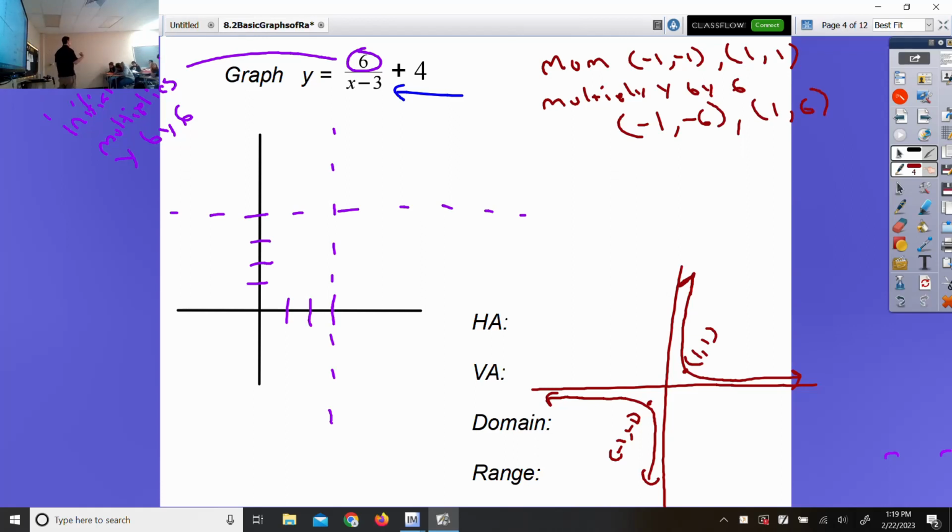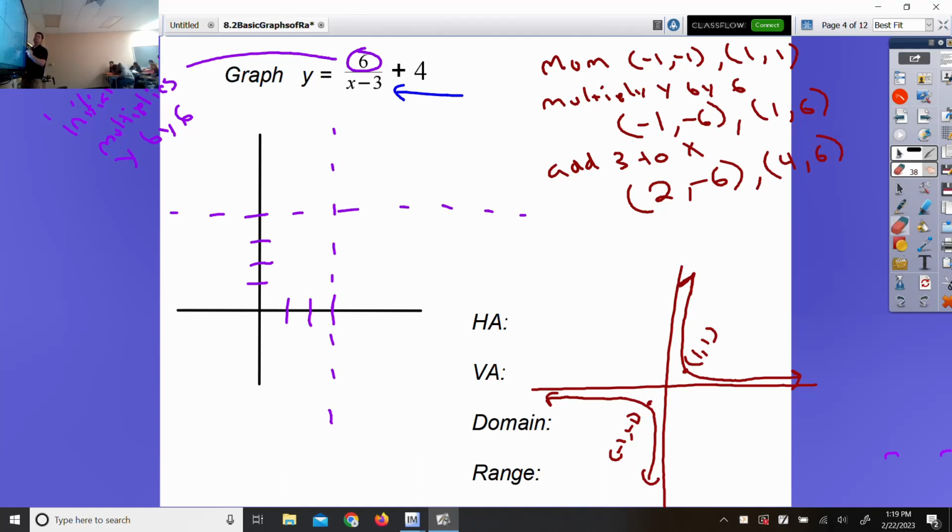Then there were 2 addition operations. It doesn't matter which order you do addition, does it? Never has, never will. I think we had to add 3 to x. So I'm at -1, -6. If I add 3 to -1, where am I? 2. No change in y. If I add 3 to 1, 4.